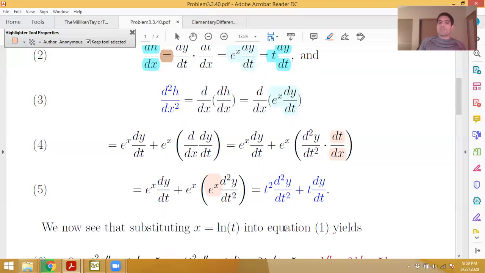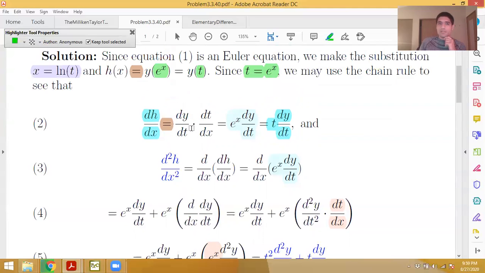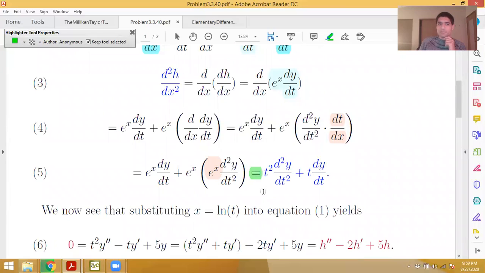And then we remember that t is equal to e to the x. So we can just use the fact that t is e to the x to turn this e to the x into a t, and then e to the x times e to the x is t times t, which is t squared. I also did switch the order of the left and right terms here.